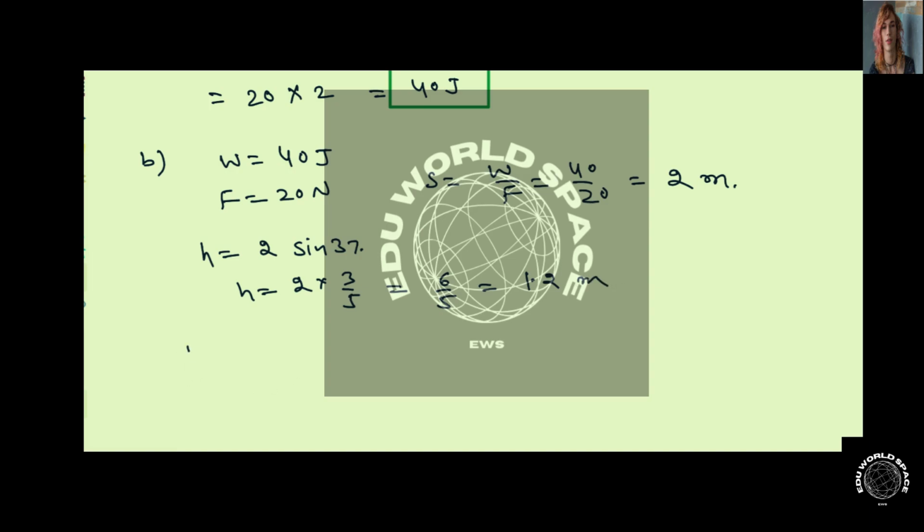Now the actual work done by gravity will be minus mgh. Mass is given as 2 kg, g is 10 and h is 1.2, so when we solve, it will be minus 24 joule. So this will be the answer of part B of this question.